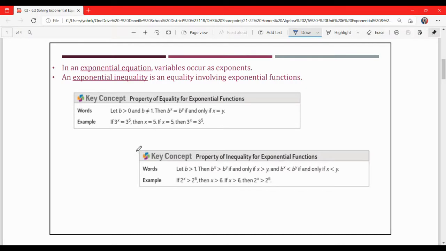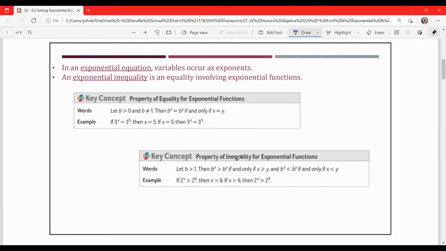There are two properties. If you have an exponential function and b to the x equals b to the y, you can set the x and the y equal to each other. For instance, if you have 3 to the x equals 3 to the fifth, then x equals 5. If the bases are the same, you set the exponents equal to each other.